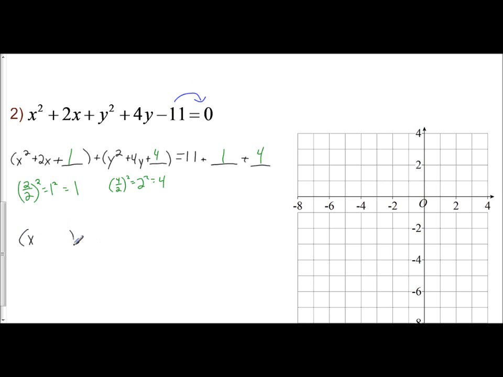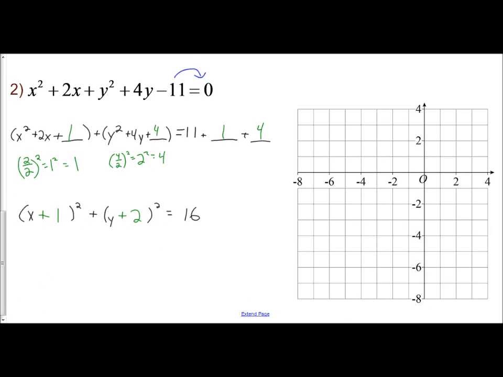Take a look at what number you squared for the x. I squared a positive 1, so it's x plus 1, the quantity squared. And then take a look at what you squared with the y. I squared a positive 2, so it's y plus 2, the quantity squared. And then 11 plus 1 plus 4 is 16. There's my standard form. From here, we can identify our center and our radius.